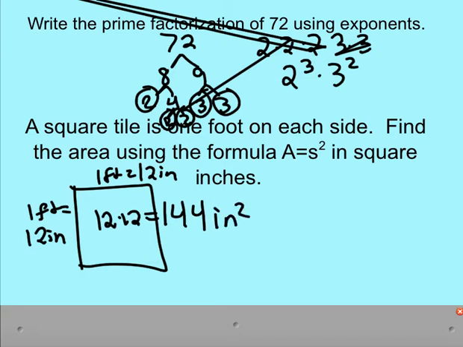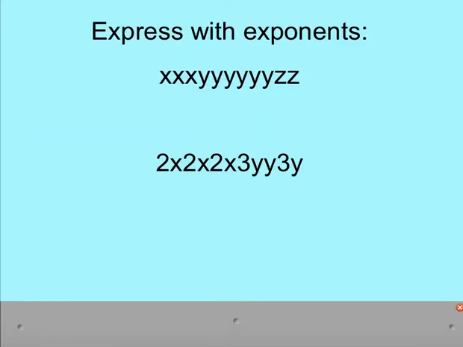All right. 144 is a really nice number because it is a perfect square, which we'll talk about in a minute.